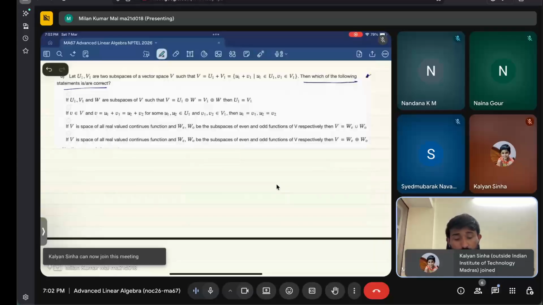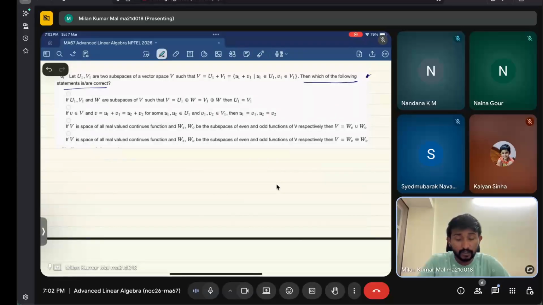So let me check one by one. First, it says U1 and V1 are subspaces of a vector space V, and V is equal to U1 plus V1. Then which of the following statements is or are correct? The first option is that U1, V1, W are subspaces of V, and V is U1 direct sum W and V1 direct sum W, and W is some specific fixed subspace. Then U1 is equal to V1.